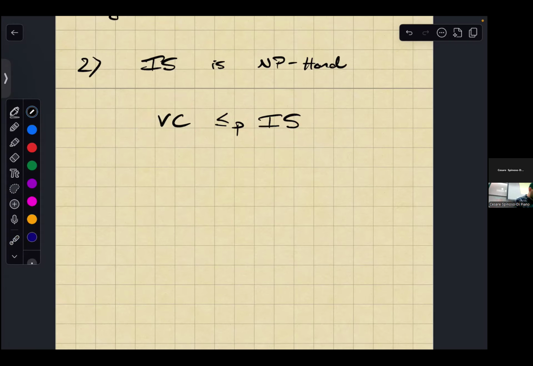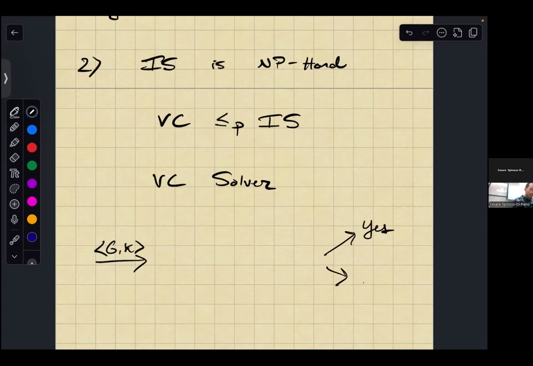Okay, so I want to create a vertex cover solver, right? What should the vertex cover solver do? It should take an instance of the vertex cover problem, so a graph and some positive integer k. And the vertex cover solver should say yes if G has a vertex cover of size k, and it should say no otherwise.